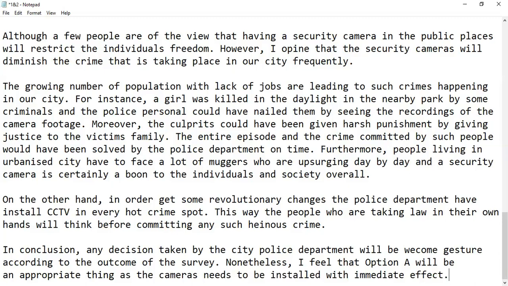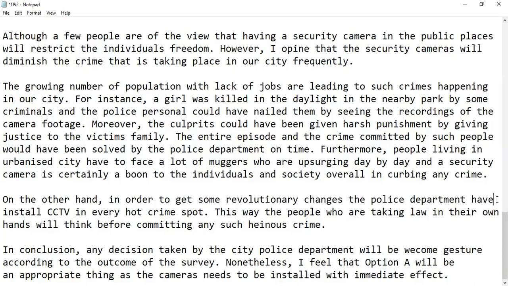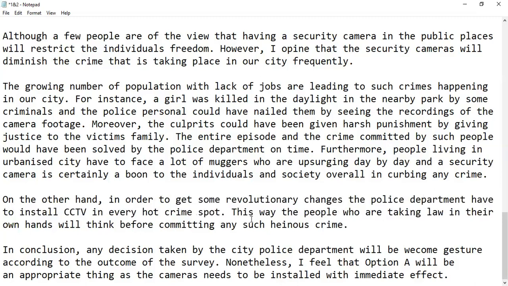The entire episode and the crime committed by such people would have been solved by the police department on time. Furthermore, people living in urbanized city have to face a lot of muggers who are upsurging day by day, and the security camera is certainly a boon to the individuals and society overall in curbing any crime. On the other hand, in order to get some revolutionary changes, the police department have to install CCTV in every hot crime spot. This way, the people who are taking law in their own hands will think before committing any such heinous crime.